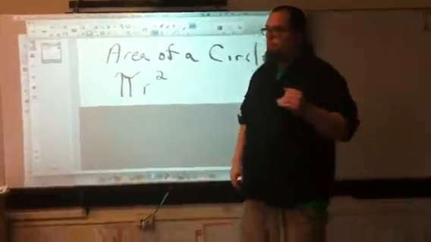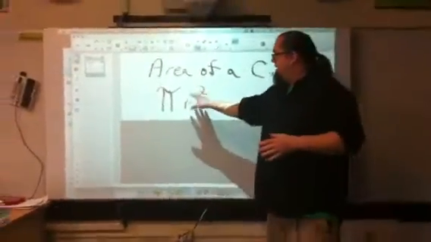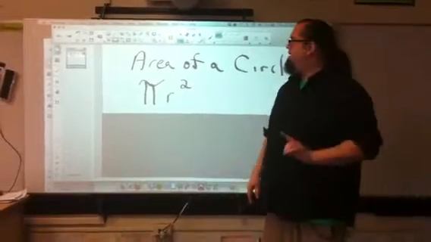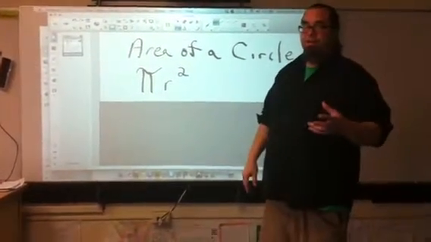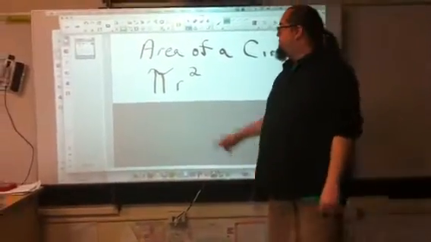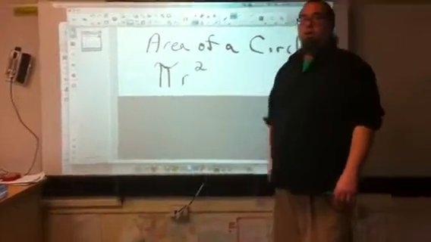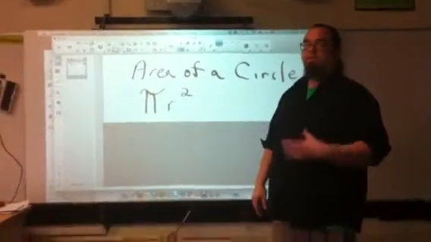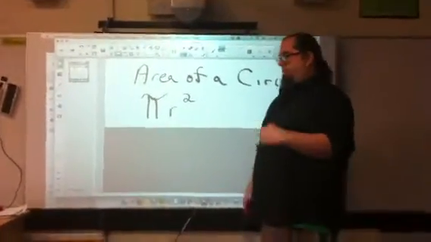Now, you always learned it like this, pi times the radius squared. I'm just going to add one thing to it, which isn't necessary, because if you know order of operations, you're going to do the exponent before you do the multiplication. It goes parentheses, exponent, and then the rest.